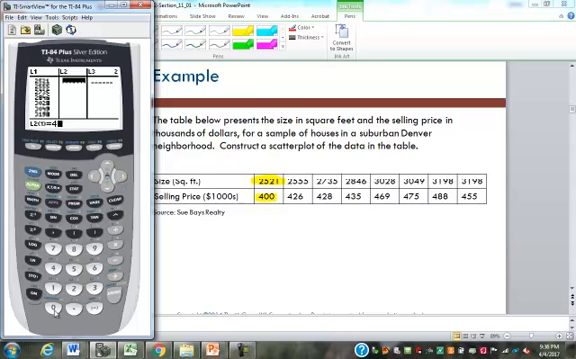Prices: 400,000, 426, 428, 435, 469, 475, 488, and 455. So we've got those all entered. We're going to exit out of there. Second, quit.